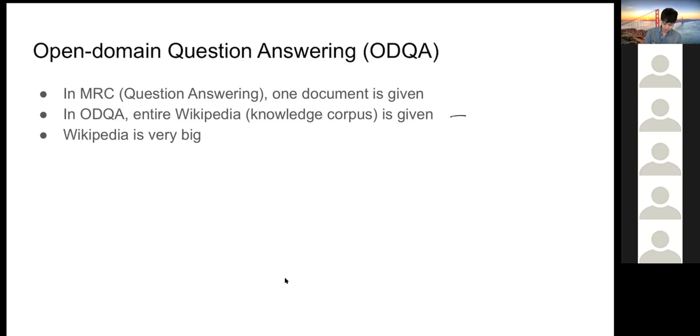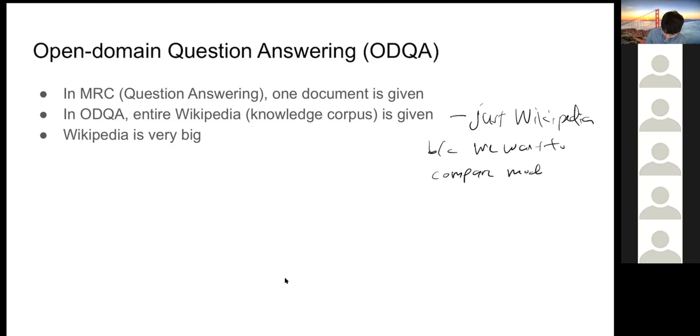There is a reason we use just Wikipedia, because we want to compare models correctly.